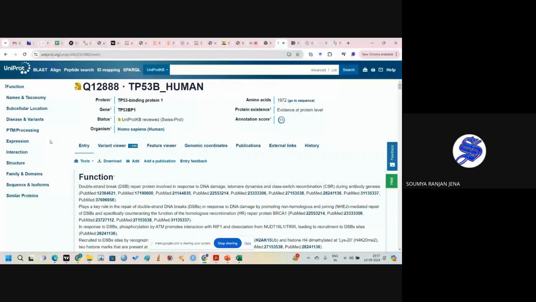And variants of that protein, all data you will find in these UniProt databases.